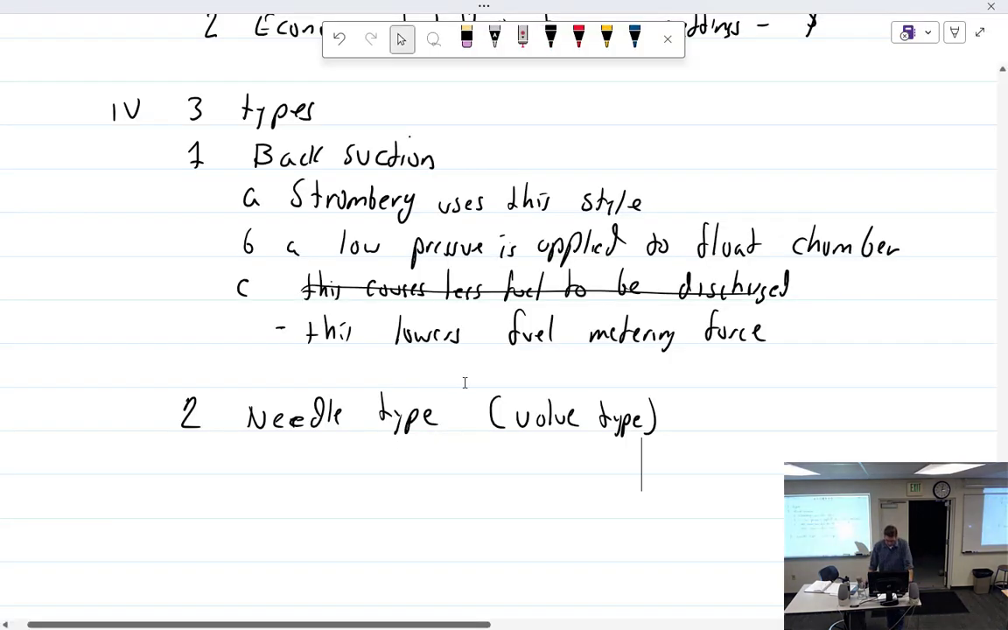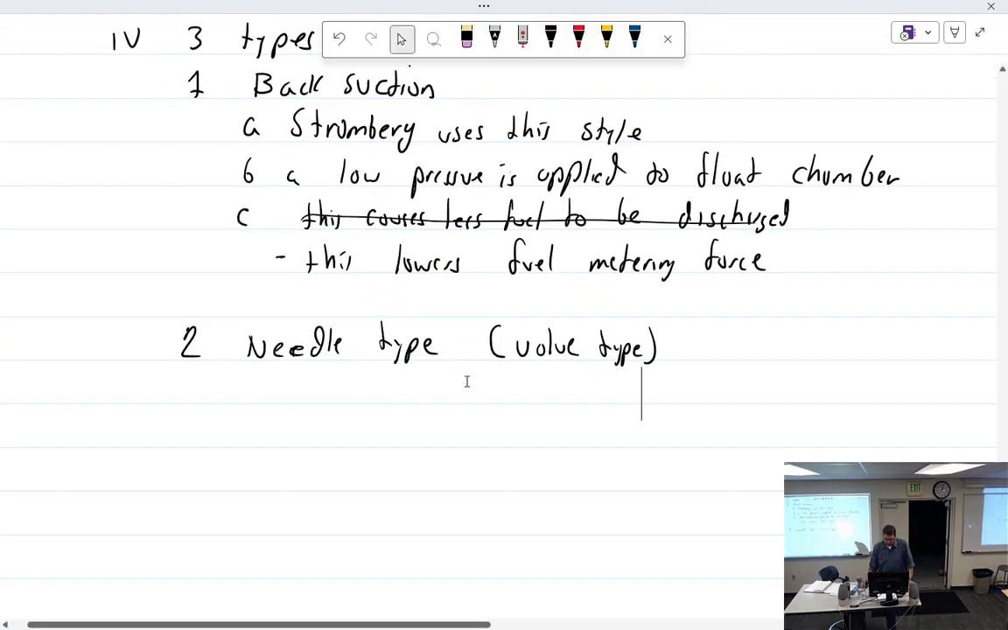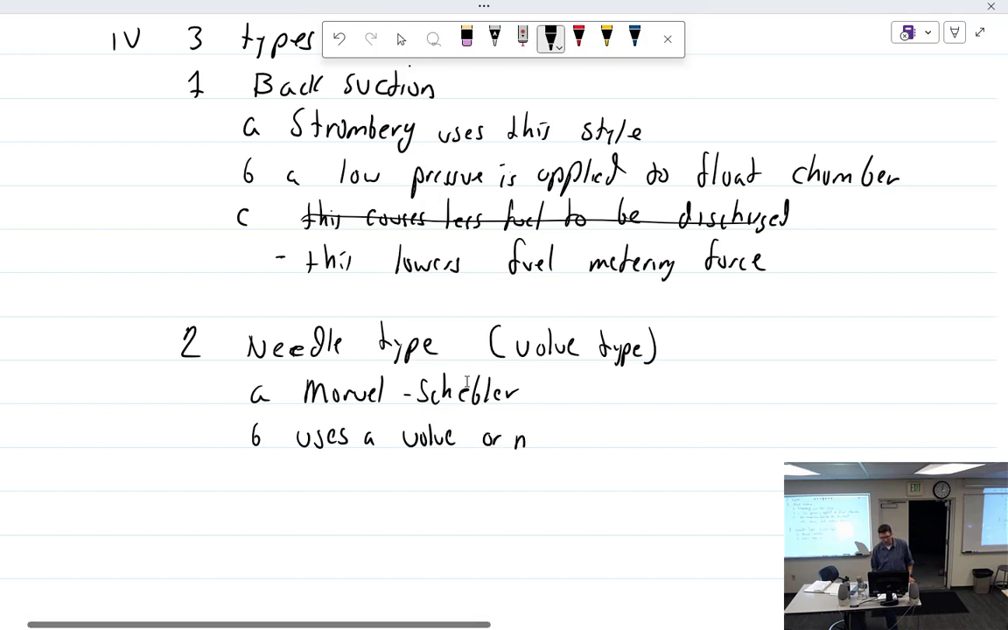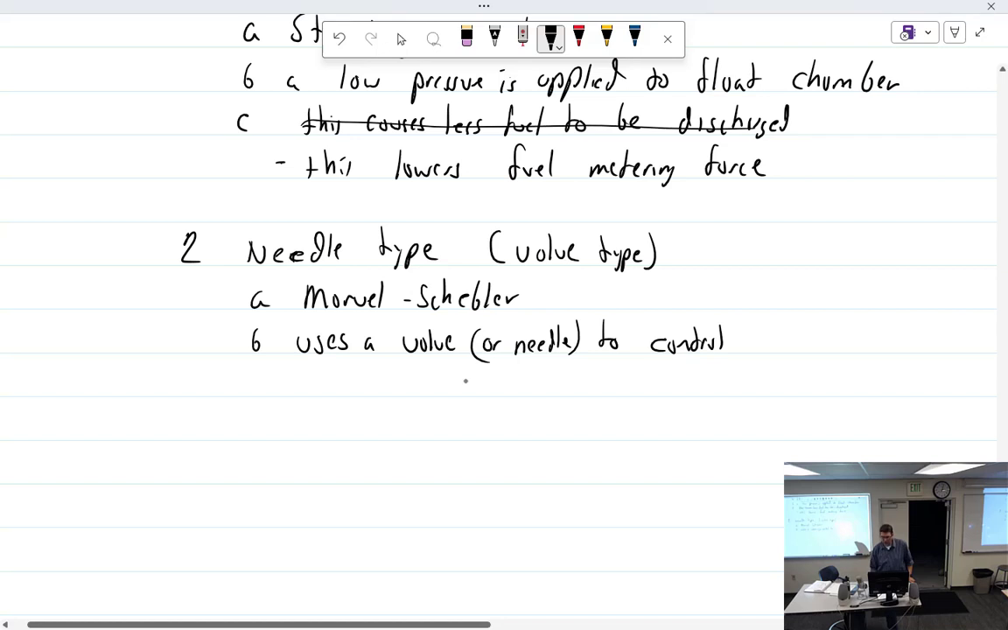Needle type or valve type, if you like. Where am I at here? Needle type. The Marvel Schebler has the valve type. It uses a valve or needle to control fuel flow to the main metering jet.